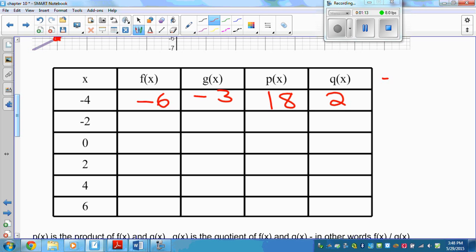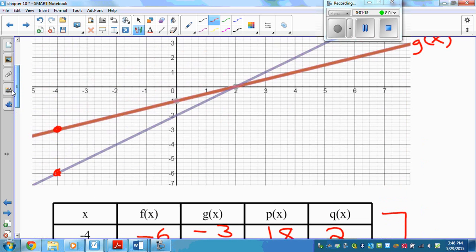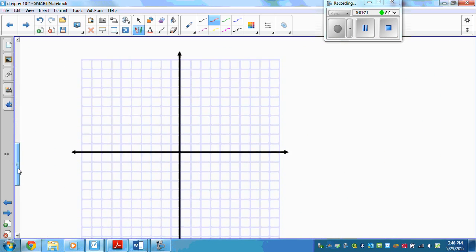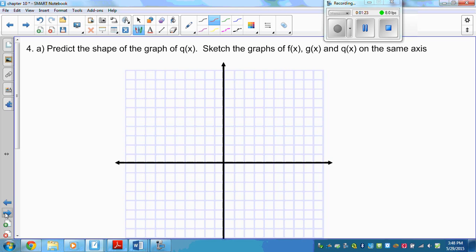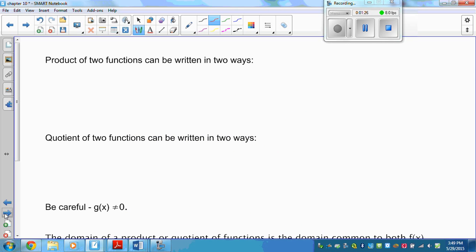So your task is to fill out this table, have it filled out before class. It's just reading values from the graph. Okay. We'll do the rest of these pages together in class. Now I need you to find this page in your notes. We're going to do a couple examples.